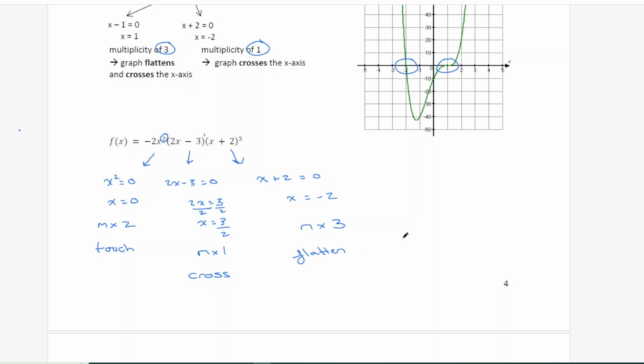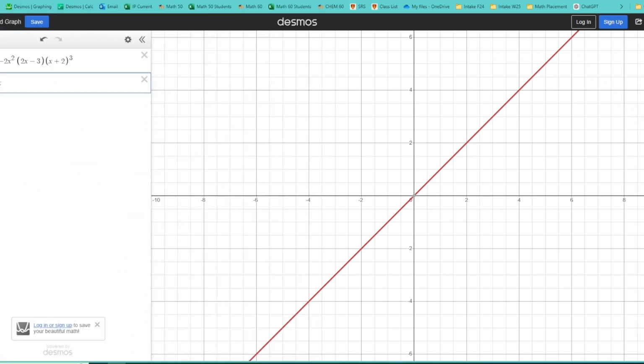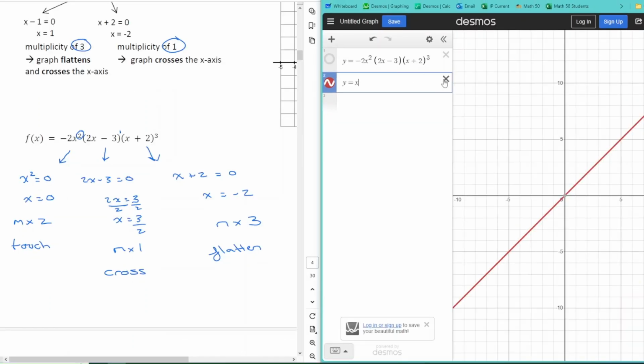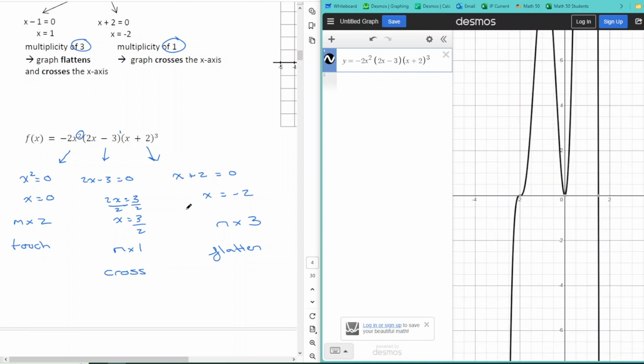Now again, for 4.1, all you have to do is state the multiplicity, but the more you think about something and the more times you hear it, the more chance you have of remembering it, so it's going to flatten. So let's just check this on Desmos, and I already had this all prepped for us. So this is my equation here. And if we zoom in a little bit more, you'll see at the x-intercept of -2, the graph flattened. At the x-intercept of 0, the graph touched. And at the x-intercept of 3 halves, the graph crossed through the x-axis. So it's behaving as we expect it.